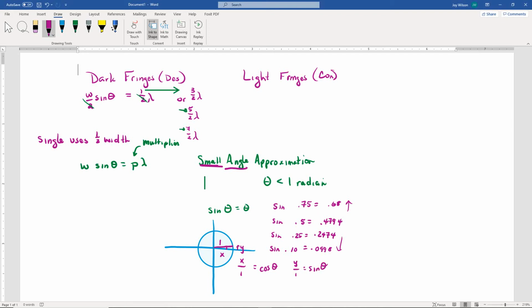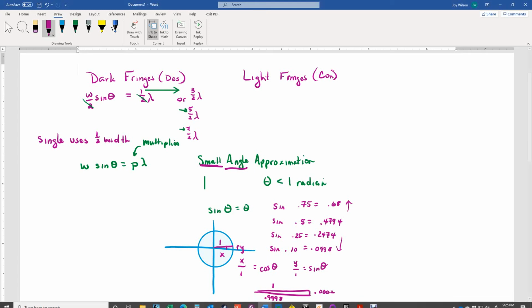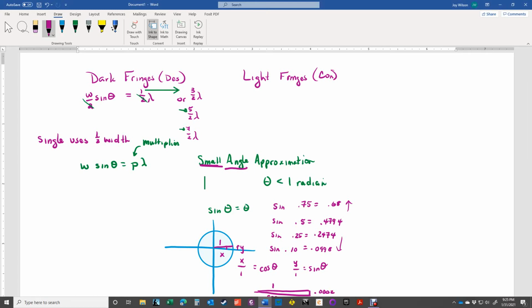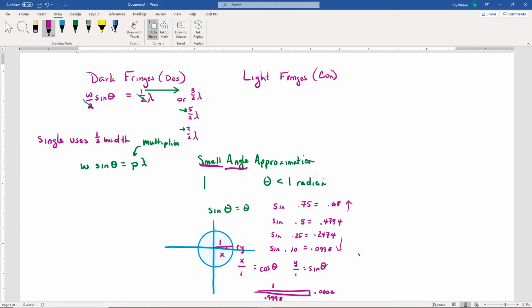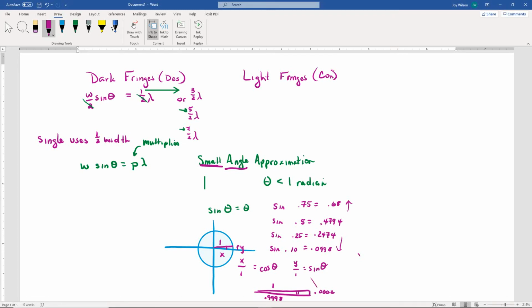You may notice that this would be a triangle whose hypotenuse is 1, but whose x value is 0.9998. This would be 0.0002. Is that the right number of zeros? Yep. So the y value is tiny, tiny, tiny. But then again, the angle is tiny, tiny, tiny. So those two values are the same. So wherever we see sine theta, we're going to write theta.